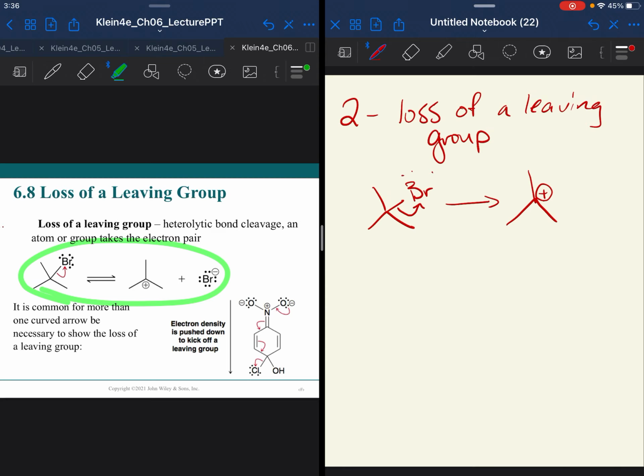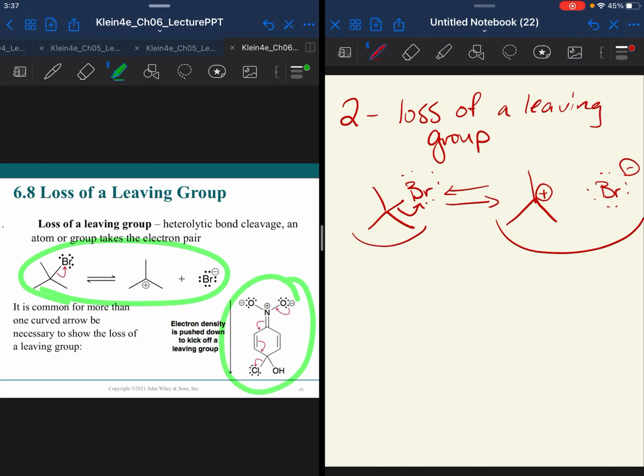So carbon went from 4 bonds to 3. Bromine went from 3 lone pairs and a bond to 4 lone pairs and a charge. Again, overall neutral. It is an equilibrium step because that bromine can very easily attack, right? You can have a nucleophilic attack and go in the other direction. But this is an important step for some reactions, and so we do recognize this as a loss of a leaving group.